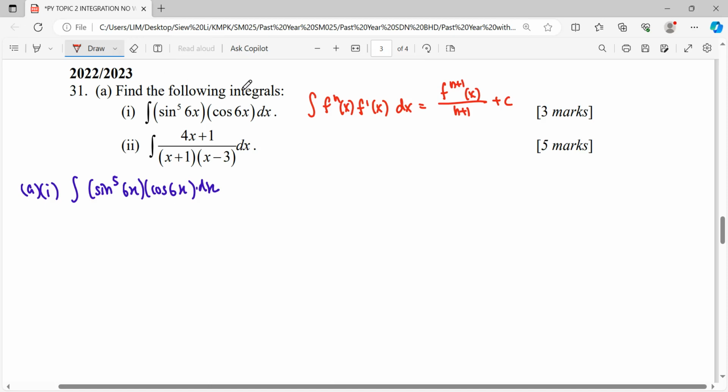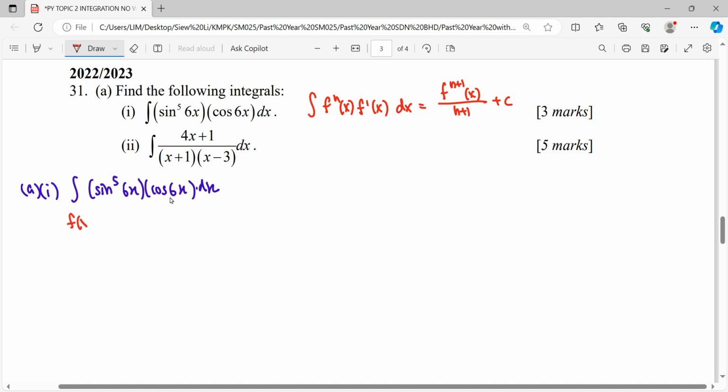Find the following integral. So given that here we have sine to the power of 5 of the angle 6x, times cos 6x. So we can use formula number 7, the power function formula. Why can we see it? Because I can see this function is in the power of 5. So sine and cos have a differentiation relation.